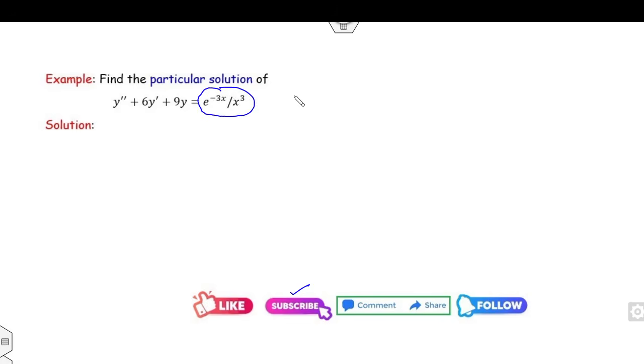Again, you can see this function e raised to power 3x into 1 over x cube.